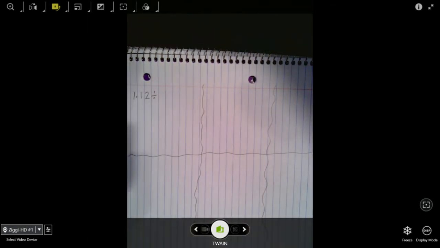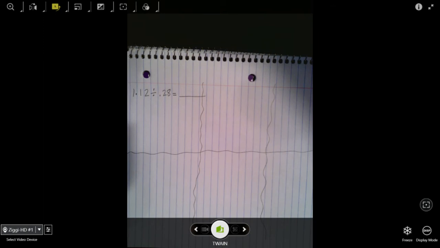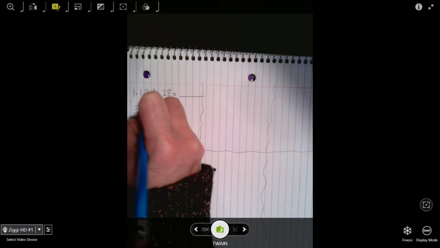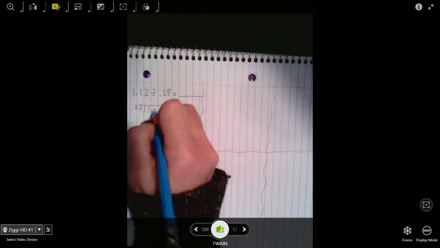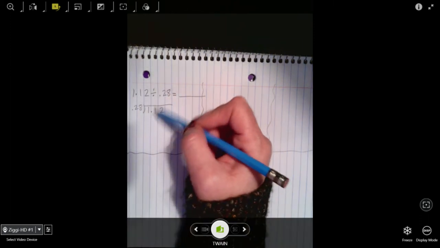do 1.12 divided by 28 hundredths. And I'm going to leave a blank there. And then we will set up our problem. Remember, I try to put a number in each column. And the goal of that is to have a number up above. Remember, when there was no decimal in the divisor, all we would do is bring the decimal straight up.